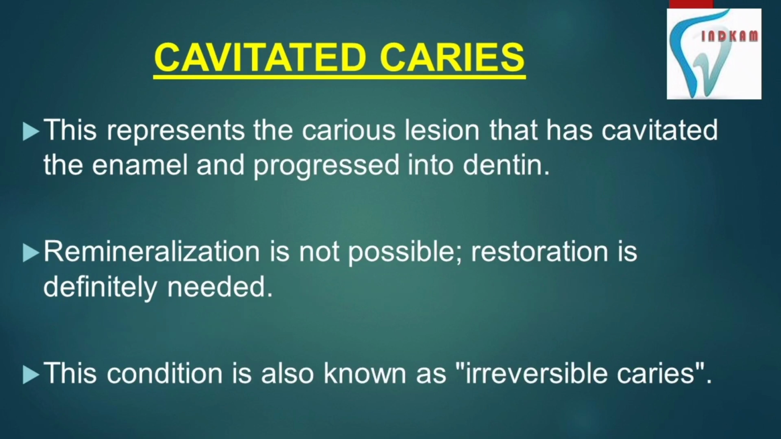Cavitated caries. This represents the carious lesion that has cavitated the enamel and progressed into dentine. In this case, remineralization is not possible and restoration is definitely needed. This condition is also known as irreversible caries because it cannot be reverted back.